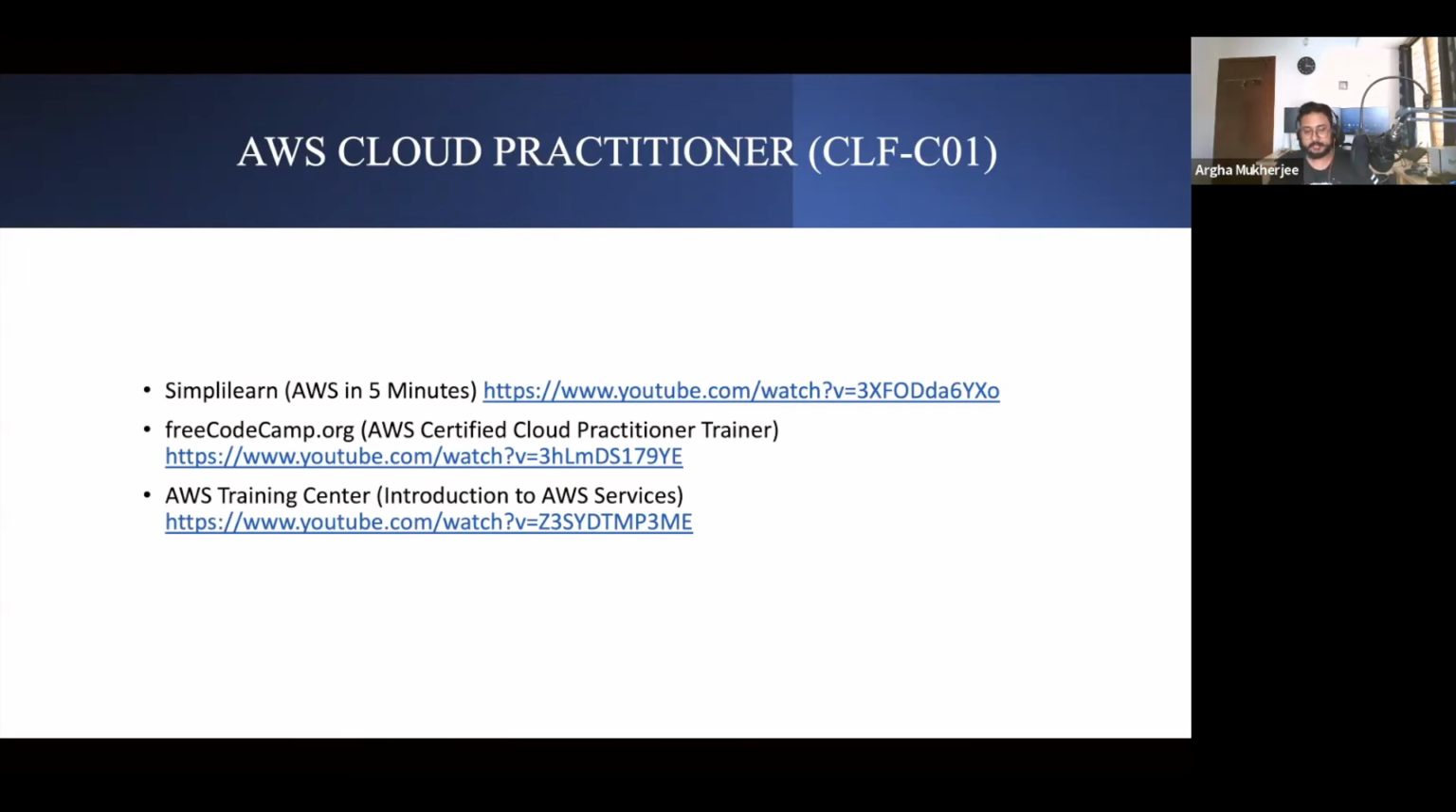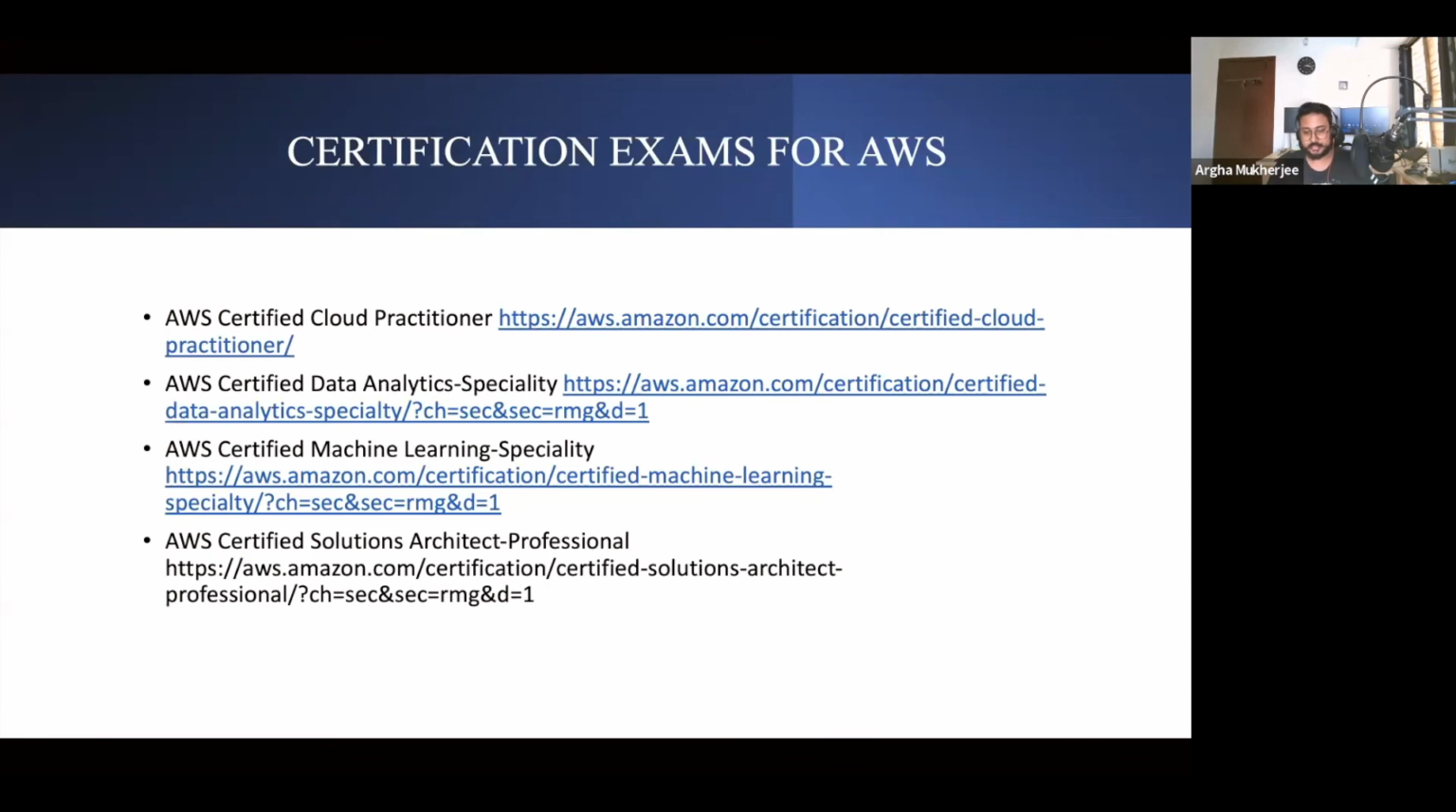Then there is an exam called AWS Certified Cloud Practitioner, which you can go through and give the exam. I'll take you to the certification link also. This is from the official Amazon website. If you just go to aws.amazon.com, go to certification and search for Certified Cloud Practitioner, that is the basic level. Once the basic level is done, or if you are already there and want to scale up to the next step, then there are Data Analytics Specialty, Machine Learning Specialty, and Solutions Architect Professional.